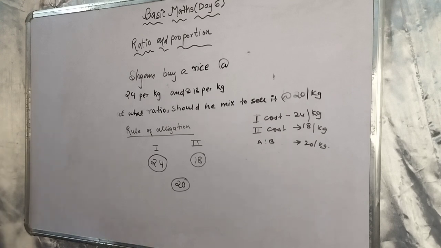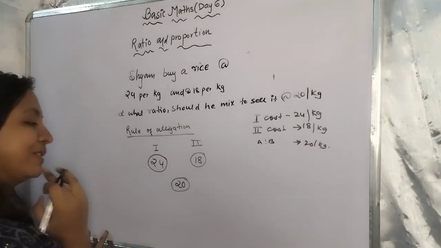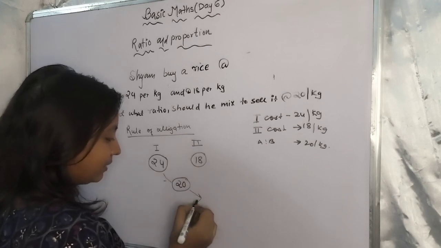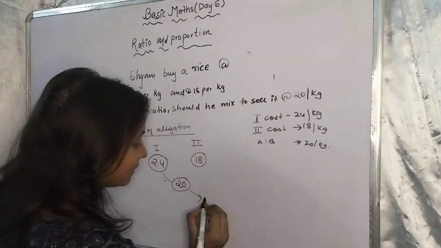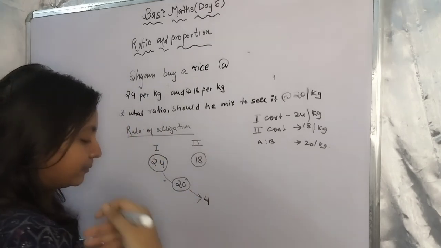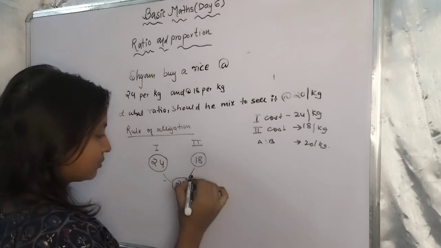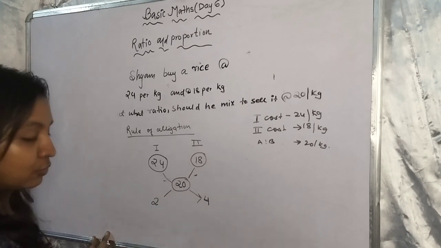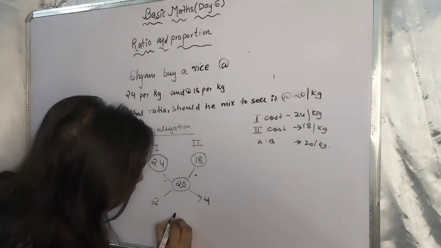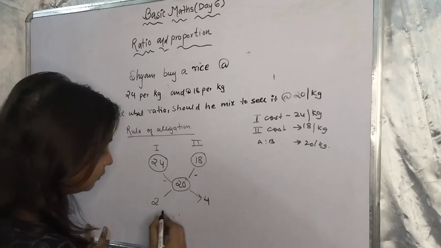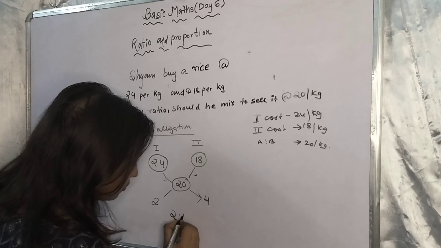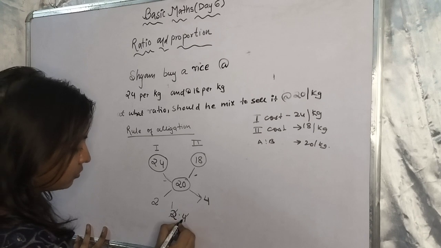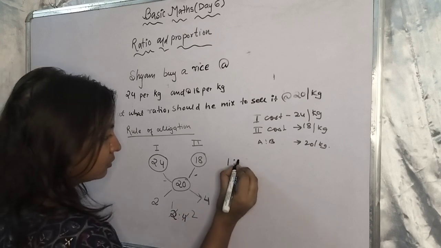Now in the rule of alligation, what we do is subtract crosswise and write the answer here. 24 minus 20 is 4, so we will write 4 here. And here we subtract 18 from 20, and the answer is 2. So our ratio is 2 is to 4. 2 ones are 2, 2 twos are 4. So the ratio is 1 is to 2.